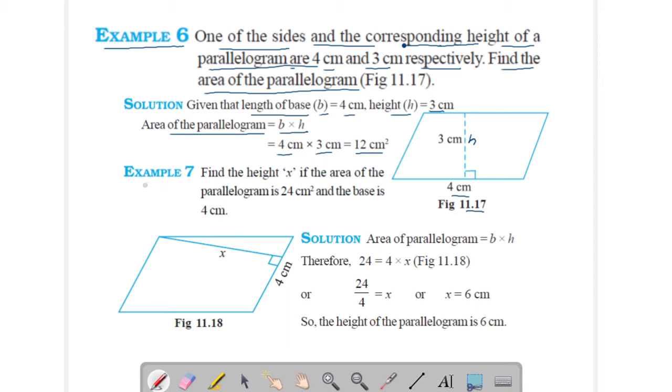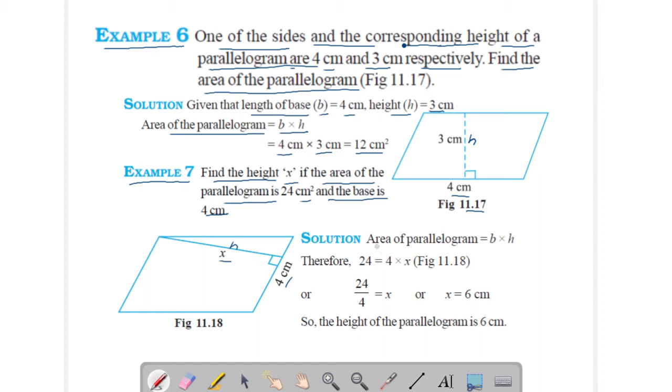Now come to example 7. Find the height x if the area of the parallelogram is 24 centimeters square and the base is 4 centimeters. Here in this figure, this is the base, that is 4 centimeters, and x is the height. This is your height, and the area is given to you. You have to find out the value of x, that is height.